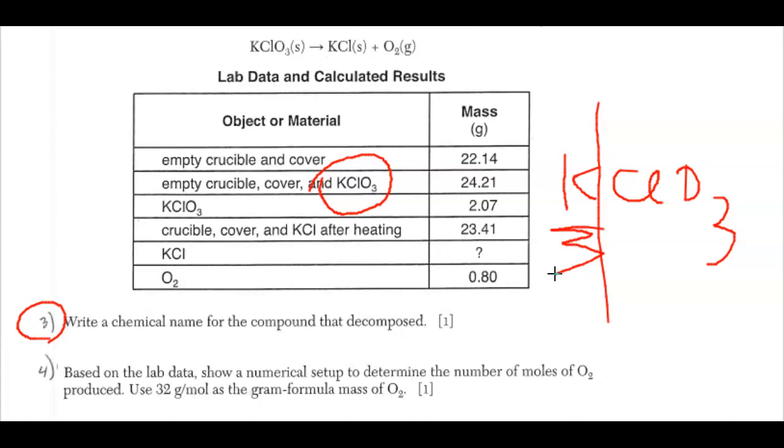Let's move down to number 4. It says, based on the lab data, show a numerical setup for determining the number of moles of oxygen produced using a gram formula mass of 32 for O2. Well, once again, let's go to reference table T and find the equation.